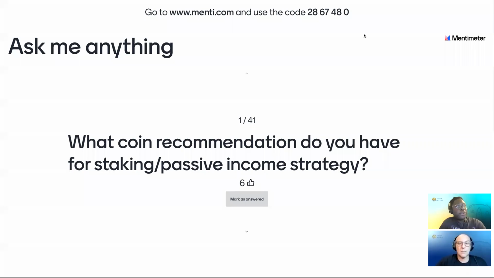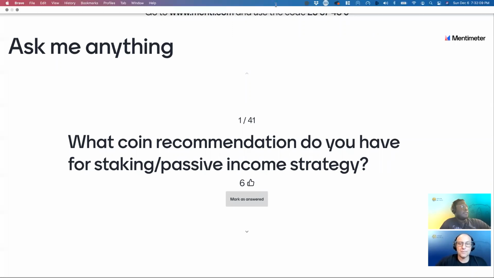Okay, what coin recommendation do you have for a staking passive income strategy? So how would we go about a staking passive income strategy? Okay, let me pull up the indices. I think that's probably the best place to start.